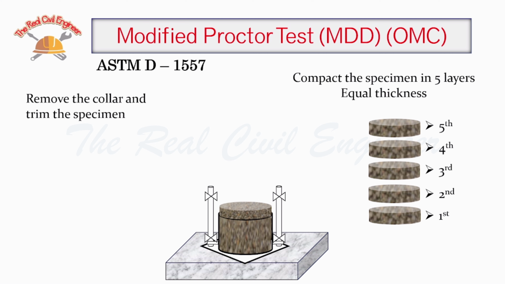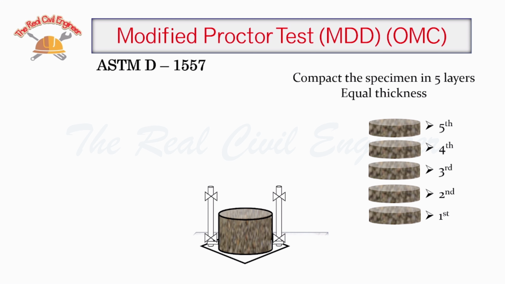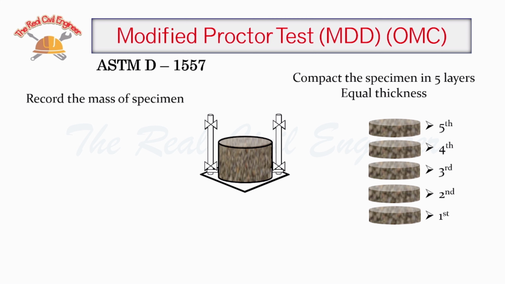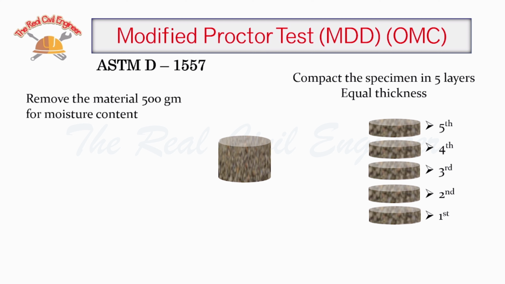Remove the collar from the mold and trim the compacted specimen at the top of the mold. Record the mass of the specimen with mold. Remove the material from the mold. Obtain a portion through the center, about 500 grams, for moisture content. The calculation we will make in the next video.